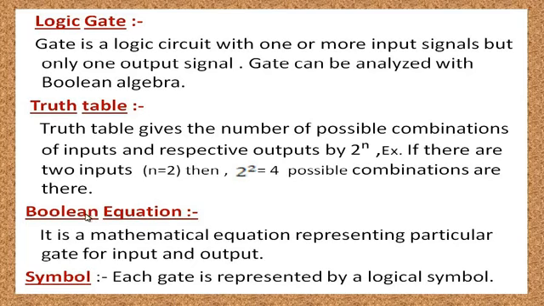Third term, Boolean equation. Without the Boolean equation, we cannot operate the gate, or we cannot give the input or output accordingly. It is a mathematical equation representing a particular gate for input and output. And the last term is to identify each and every gate. Each gate is represented by a logical symbol. That symbol represents the identity of the particular gate. Is that clear, students? Okay.